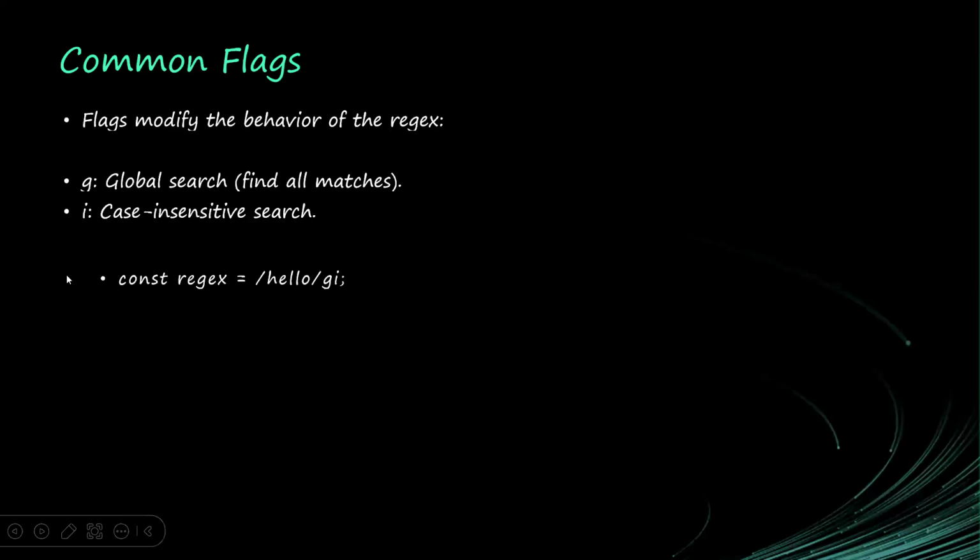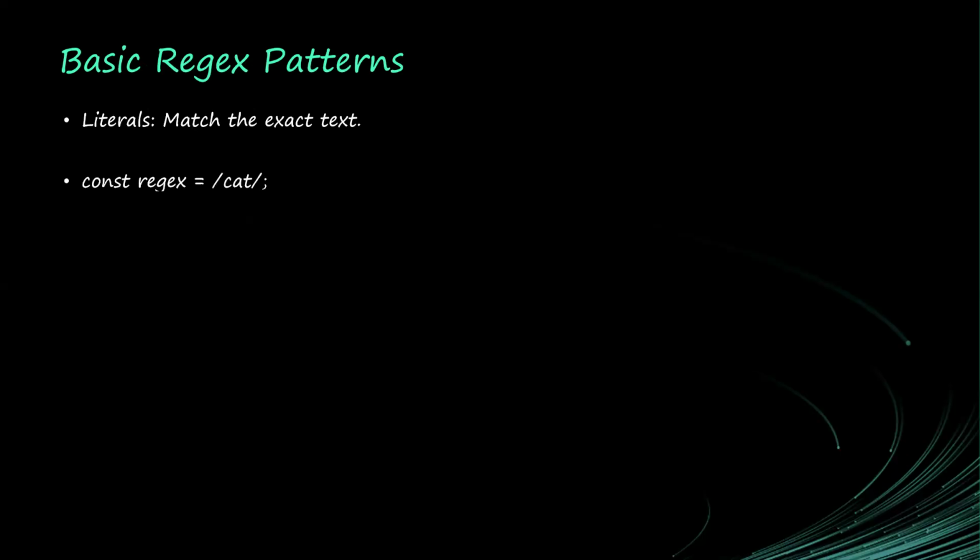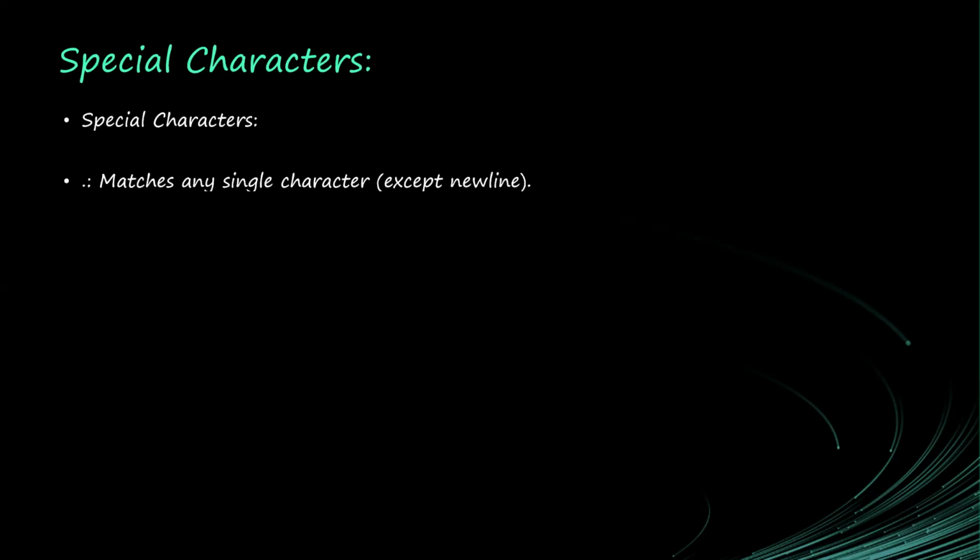All right, so now this is how you create it. Now let's take a look at basic regular expression patterns. The literal will match the exact text. That's what we have seen; we have been using regex. It will match the exact text, but we have seen it already. So what are special characters? Now we can use special characters, and the first one we are going to take a look at is the dot. The dot matches any single character except new line.